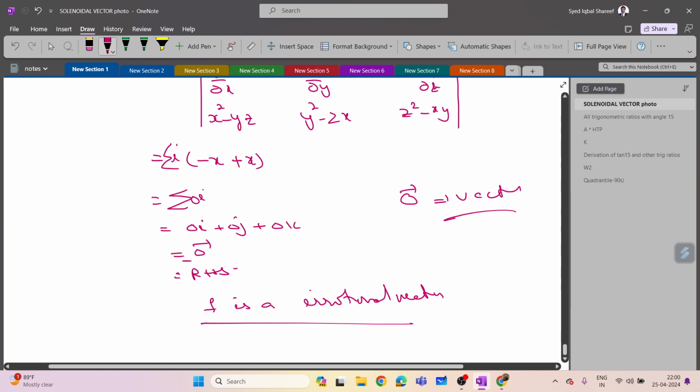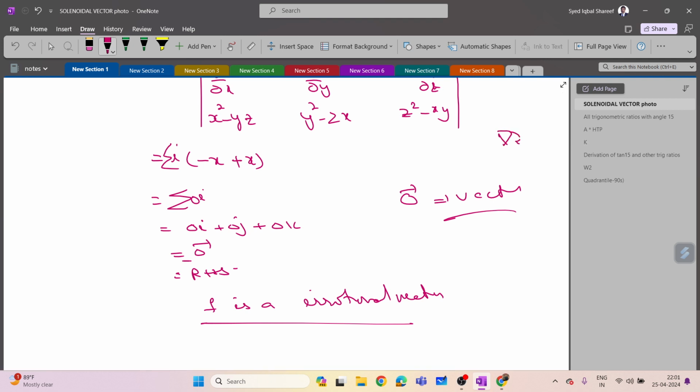I have made one video on solenoidal vector. That is divergence f equal to 0, del dot f equal to 0. That is, f is solenoidal. If del cross f equal to 0, f is irrotational. In this video it is irrotational, the cross product.